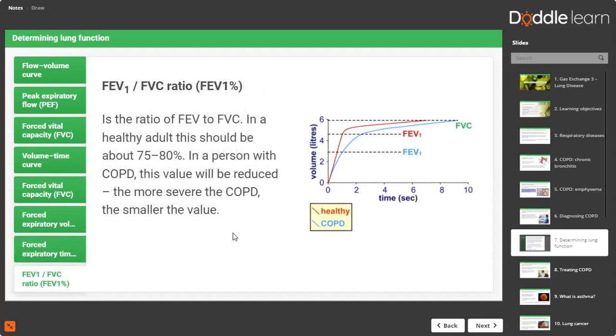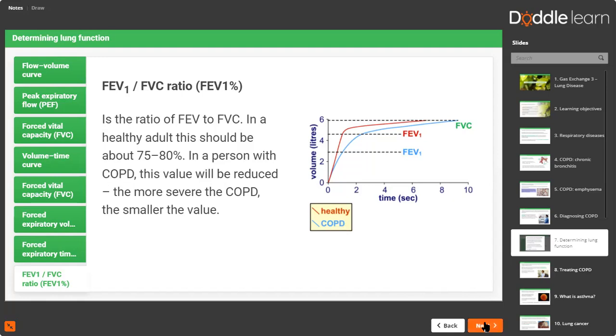And that's this. So it is the ratio of forced expiratory volume to forced vital capacity. So in a healthy adult, this should be about 75% to 80%. In a person with COPD, this value will be reduced. The more severe the COPD, the smaller value they will have.